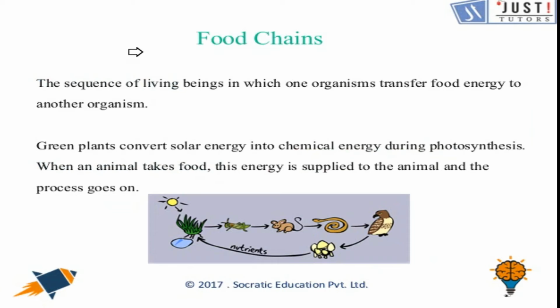Let's move forward and talk about food chains. A food chain is a simple representation of transfer of energy from the sun to different biotic components of an ecosystem. Basically, green plants convert solar energy into chemical energy during photosynthesis, and when an animal takes food, this energy is supplied to the animal and the process goes on. So this was all about food chains.